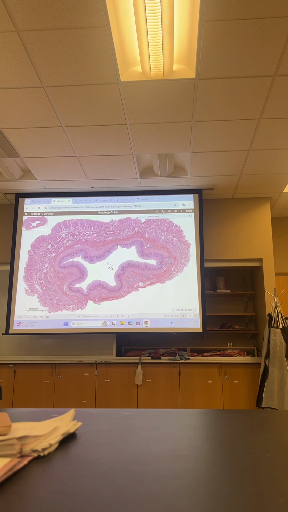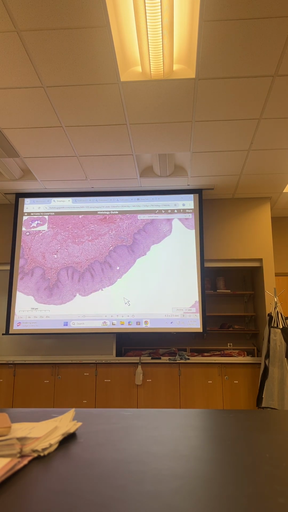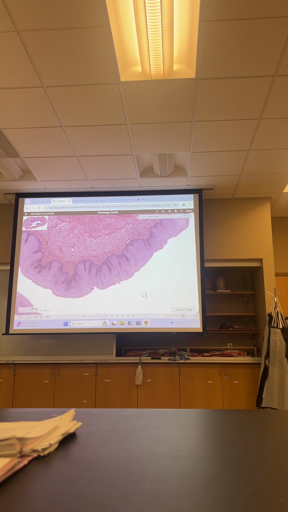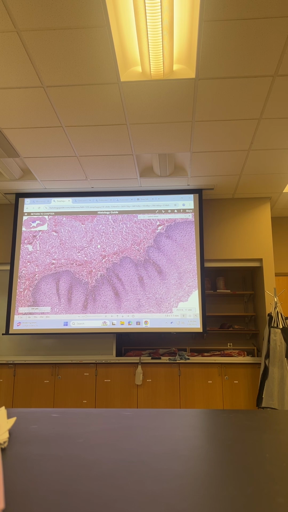So if you zoom in, you can see a really nice layer of that epithelial tissue. Right below the epithelium, there is a layer of connective tissue known as the lamina propria. So you can see that right here. And then right below that is a layer of smooth muscle known as the muscularis mucosa. All three of those layers are considered the mucosa.